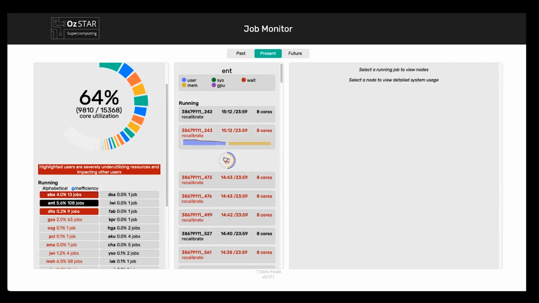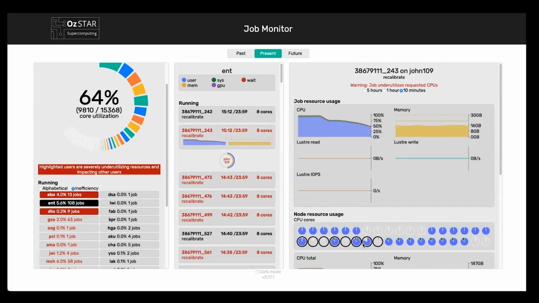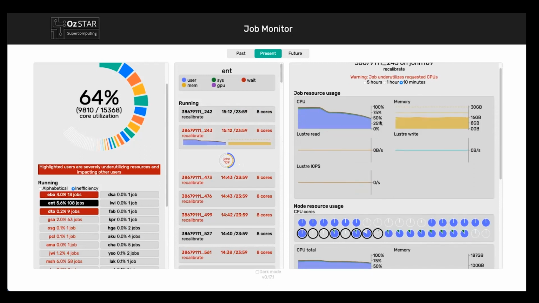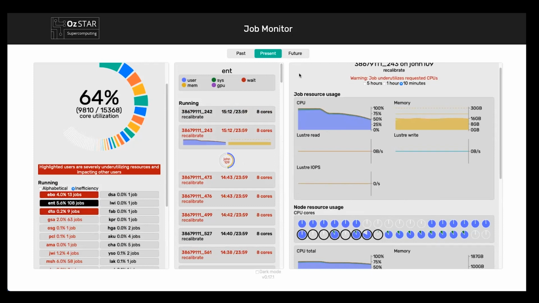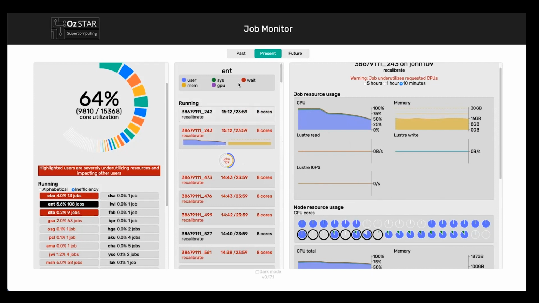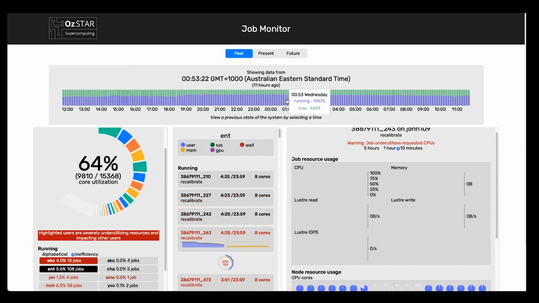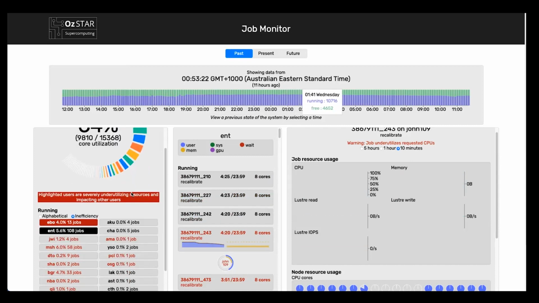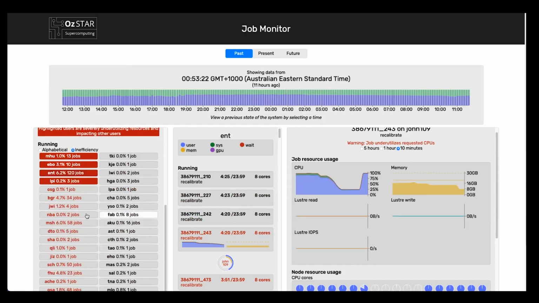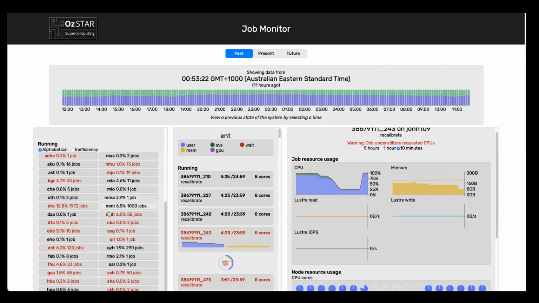Or we might go into another one of these. So on this one, they've requested how many cores? 8 cores, and 4 of them are idle pretty much all of the time. So again, there's something wrong with this code. On the job monitor, you can also go back into the past. So this is showing what's currently running, but you can click on this past tab and just go into the timeline and see, okay, at midnight on Wednesday, this was the state of the system. And so you can sort of explore the jobs that were running then.